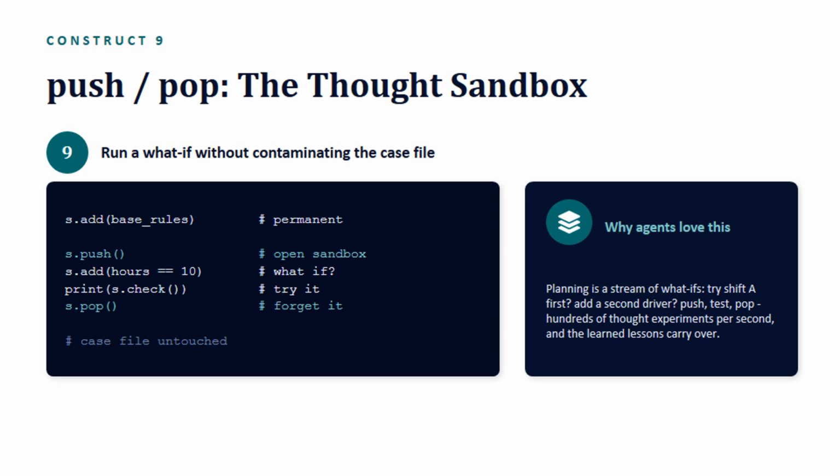Why does this matter so much for agents? Because planning is a stream of what-ifs. Try Shift A before Shift B. Add a second driver. Delay the maintenance window. Each is a push, a check, a pop, hundreds of disposable thought experiments per second against one stable set of ground rules. And here is the quiet bonus from episode 2: the lessons the solver learns during those experiments, the learned conflicts, largely carry over. Every discarded daydream still makes the next one faster.